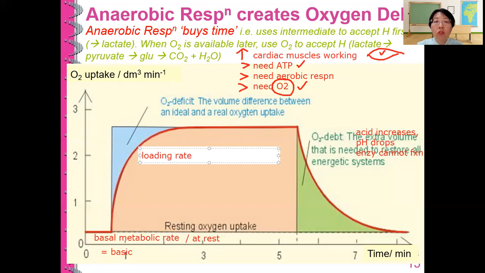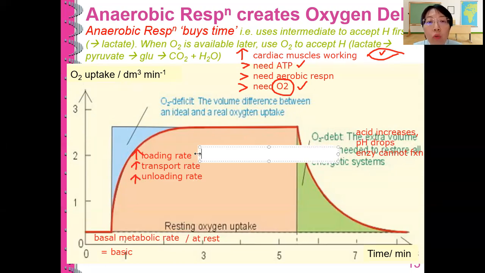The loading rate of oxygen must increase, then the transport rate of the oxygen must increase, as well as the unloading rate of the oxygen must increase. Then only your muscle can get the volume of oxygen needed. So all these three things must adjust: the loading, the transport, and the unloading of oxygen. The rate must increase.